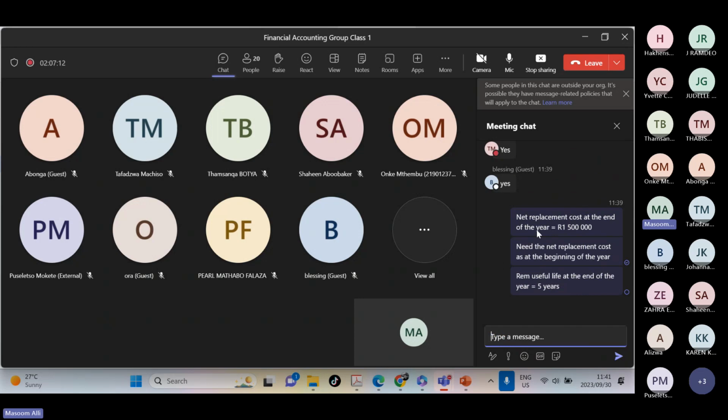I'll do an example on this and then send it to you guys as well. I think you guys will see it a lot clearer there. If the remaining useful life at the end of the year is 5 years, then obviously the remaining useful life at the beginning of the year would be 6 years, because it's 1 year more. So you're just going to take your 1.5 million divided by 5, multiply by 6, because that's our formula that we use to get our net replacement cost at the beginning of the year. And that will be 1.8 million. It's 1.5 divided by 5 times 6 is 1.8.